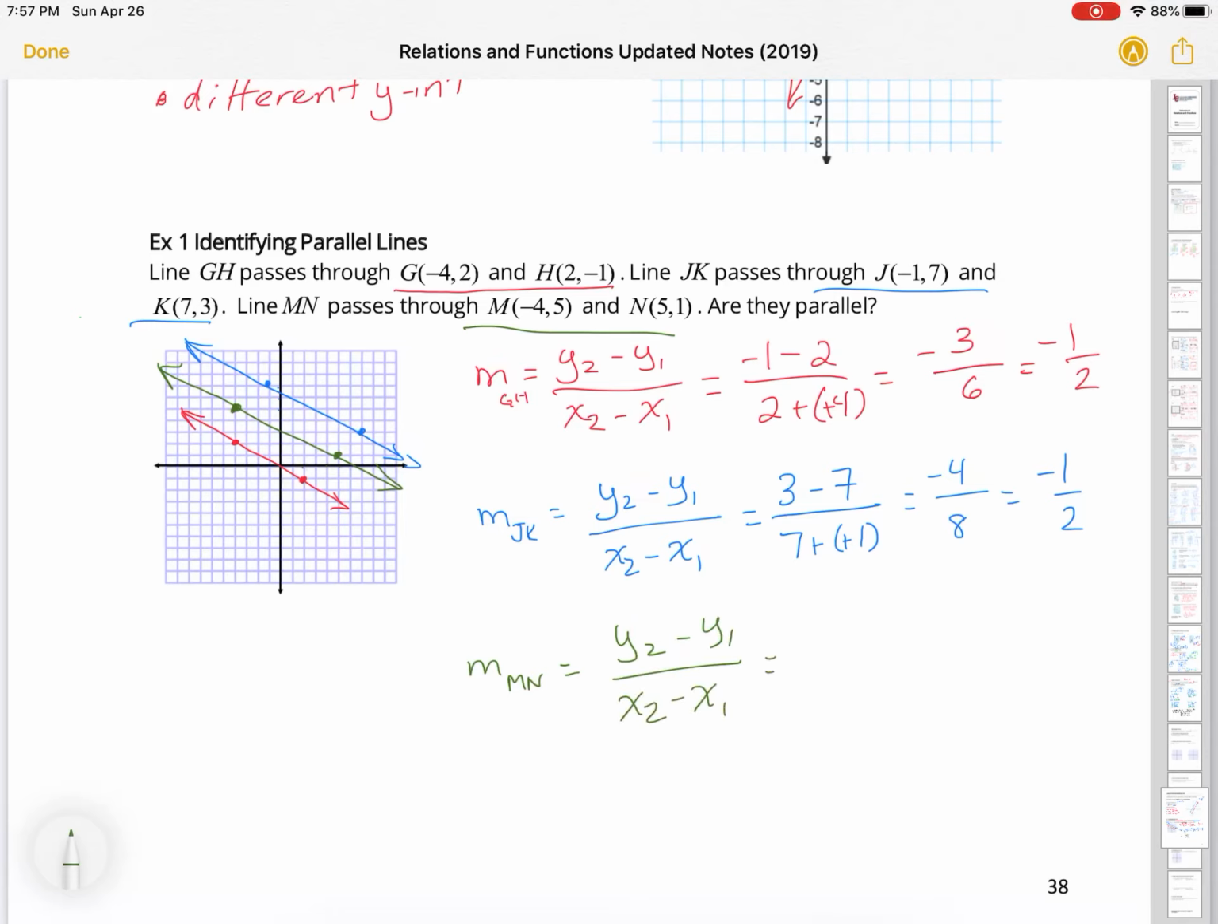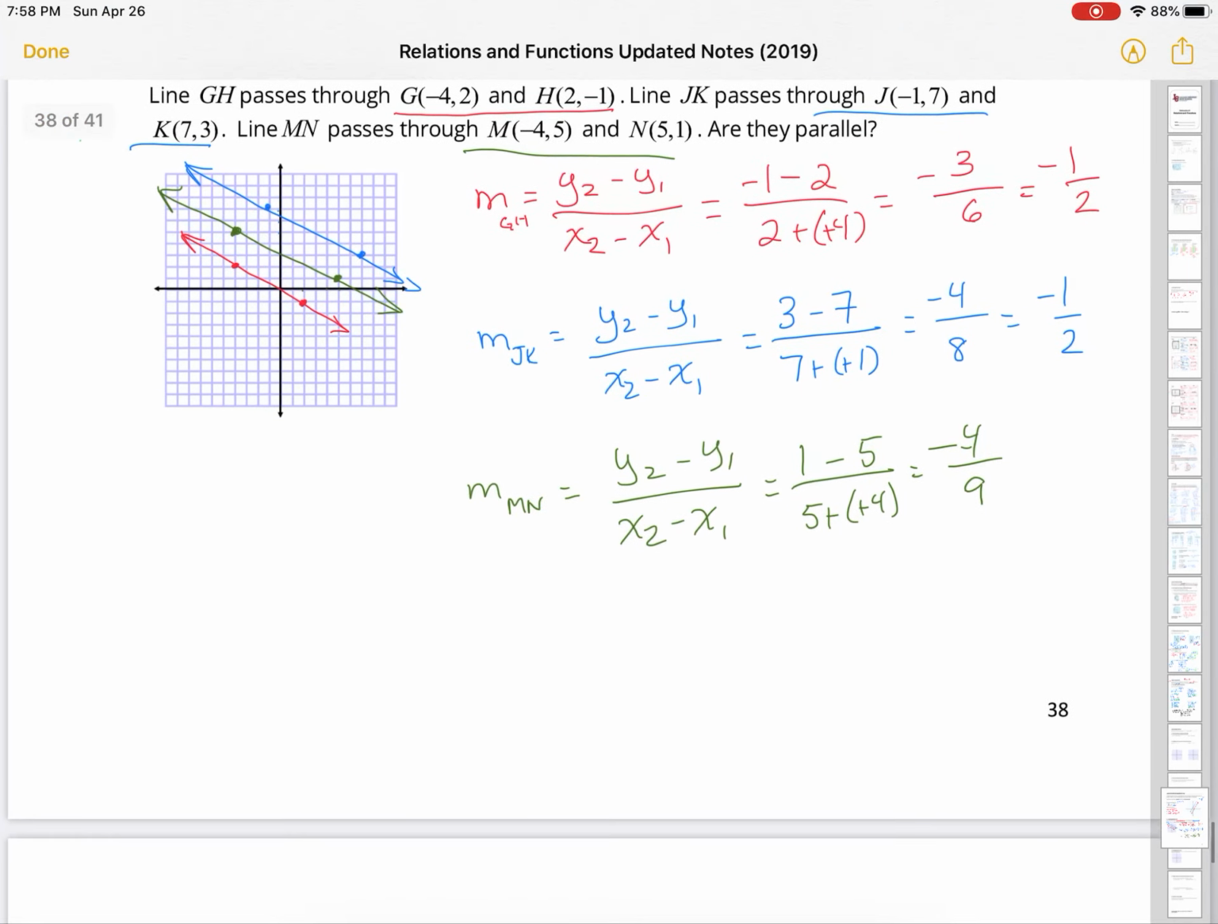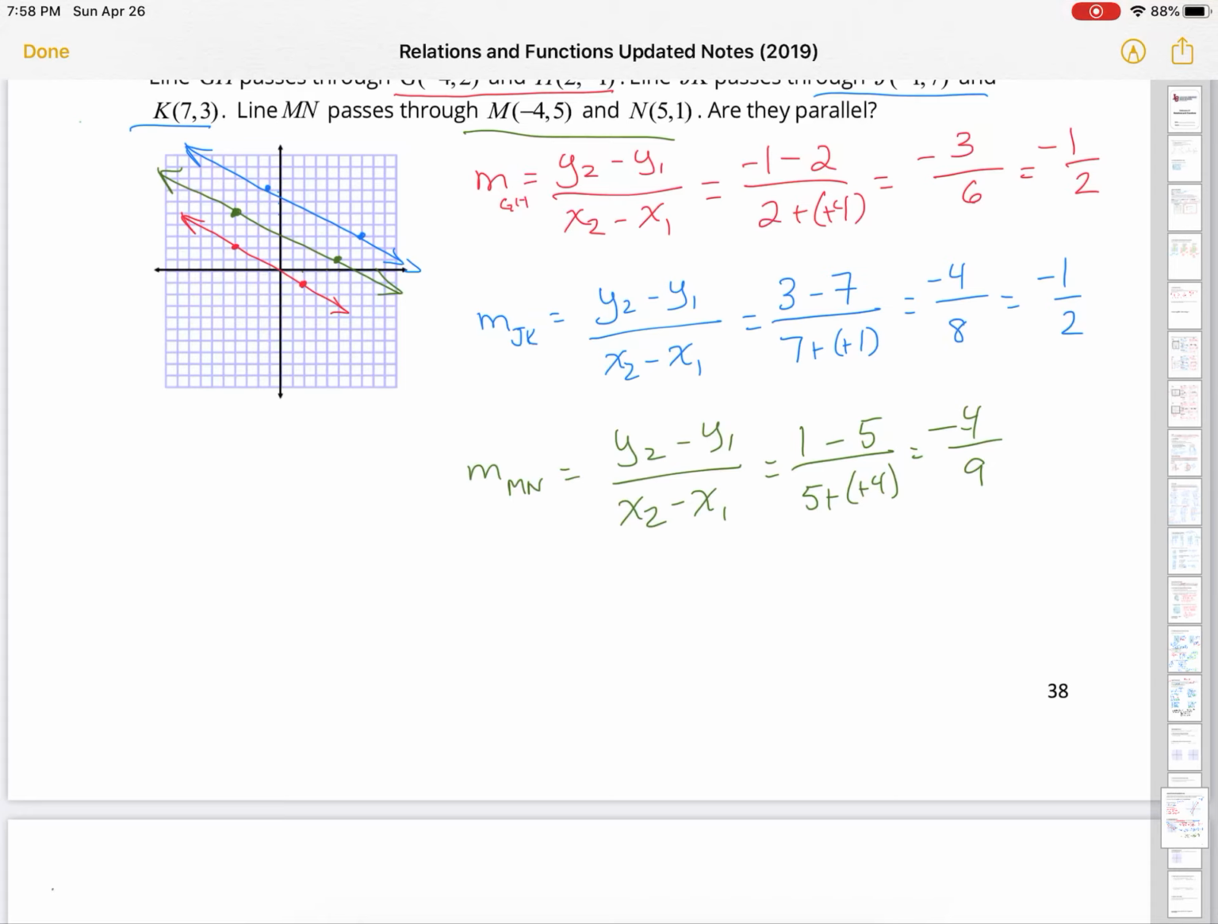So again, y2 minus y1 over x2 minus x1. I'll make N my y2, or my second point, and M is my first. So I'm going to have 1 minus 5 over 5 minus negative 4. On the top, I get -4. Here I get plus a positive, 5 plus 4 is 9. So that is a different slope. I can't reduce it to -1/2.